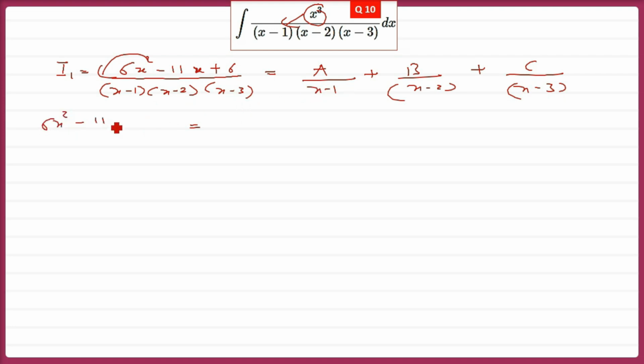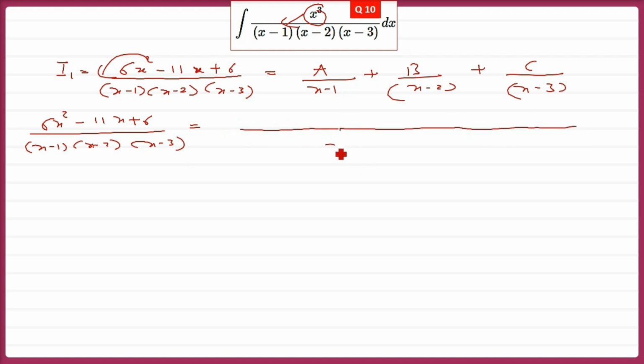(6x² − 11x + 6) / ((x − 1)(x − 2)(x − 3)). Now you will take the LCM here, so all these will be multiplied and kept in the denominator: (x − 1)(x − 2)(x − 3). A will have what? Except x − 1, the other things, like x − 2 and x − 3.